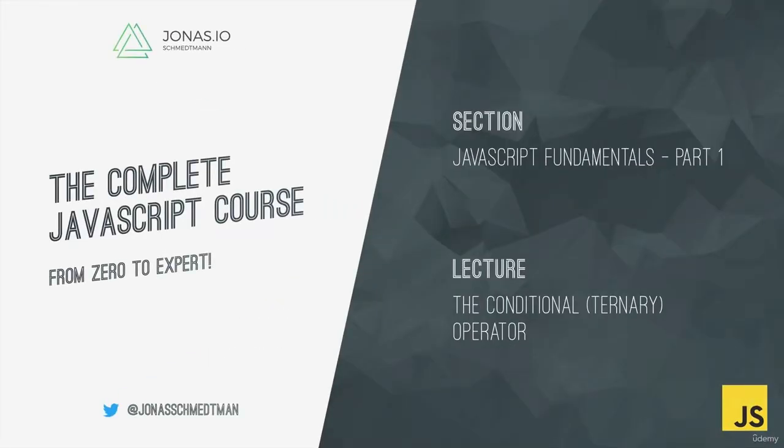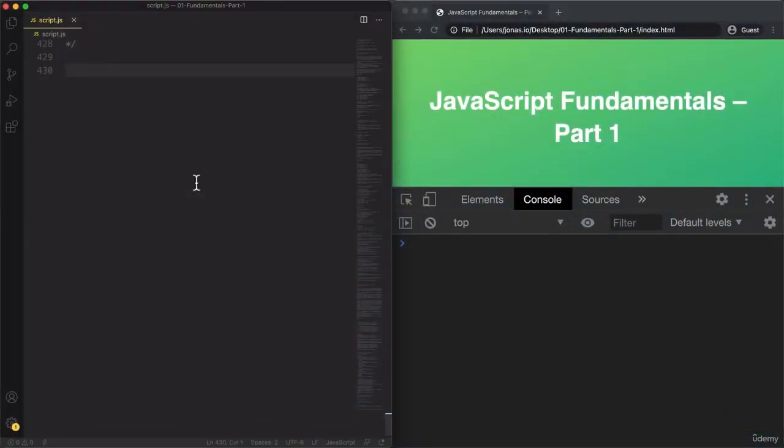So we already saw two ways of writing conditionals, the regular if-else statement and the switch statement. But there is another one, and that's the conditional operator. And this one is actually really nice. So let's check it out. So the conditional operator allows us to write something similar to an if-else statement, but all in one line.